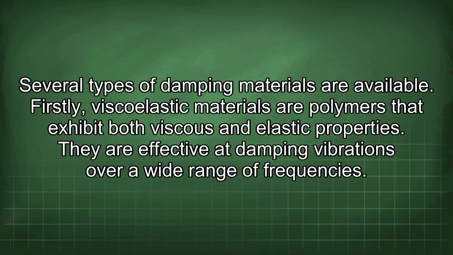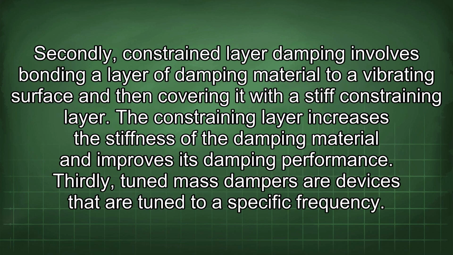Firstly, viscoelastic materials are polymers that exhibit both viscous and elastic properties. They are effective at damping vibrations over a wide range of frequencies. Secondly, constrained layer damping involves bonding a layer of damping material to a vibrating surface and then covering it with a stiff constraining layer. The constraining layer increases the stiffness of the damping material and improves its damping performance.